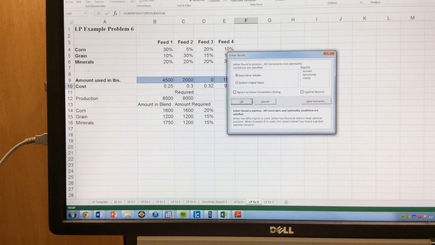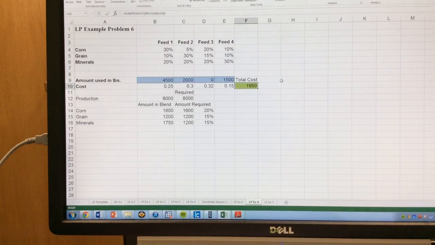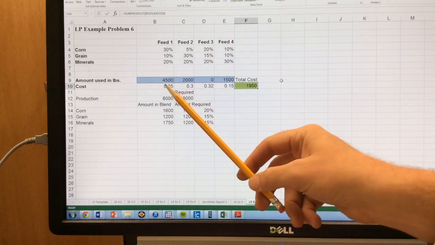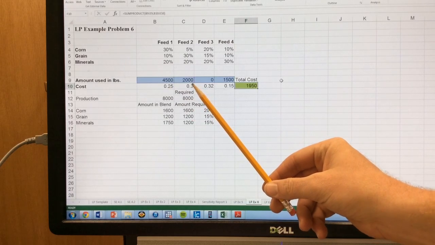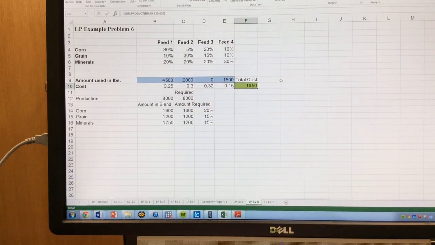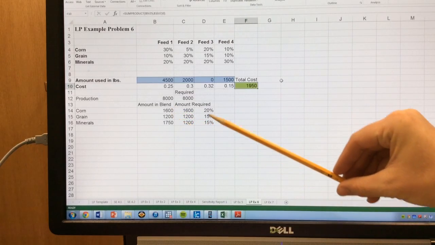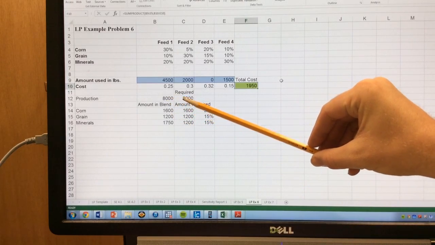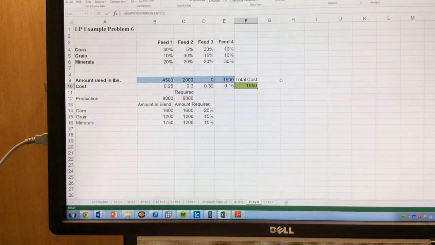I click Solve, and here we go. So I'm going to use 4,500 pounds of feed 1, 2,000 pounds of feed 2, or about a ton, and 1,500 pounds of feed 4. That will meet my requirements here. It'll allow me to produce 8,000 pounds, and my minimum cost will be $19.50.